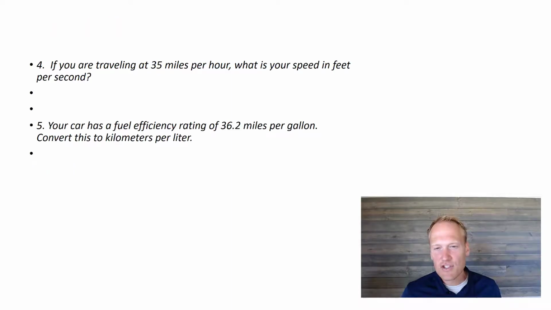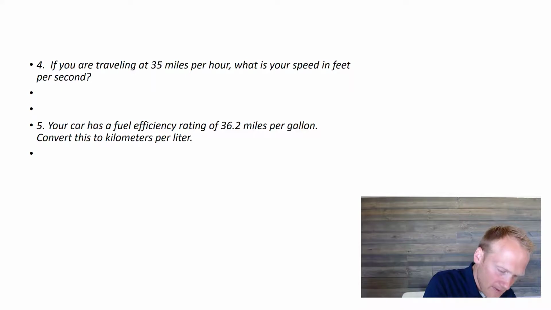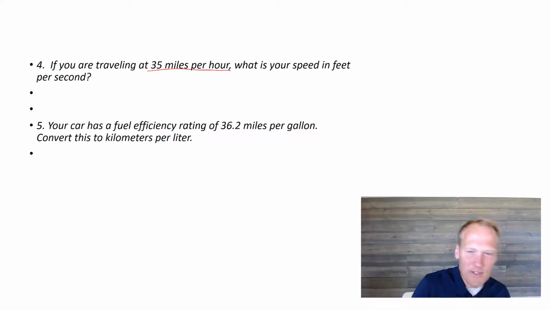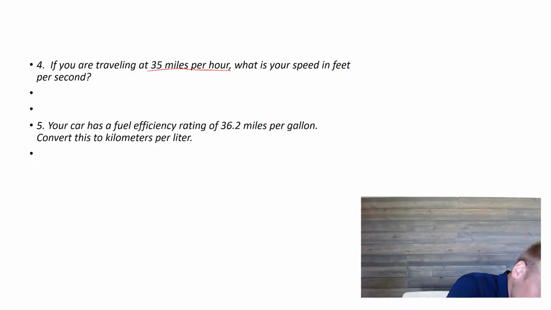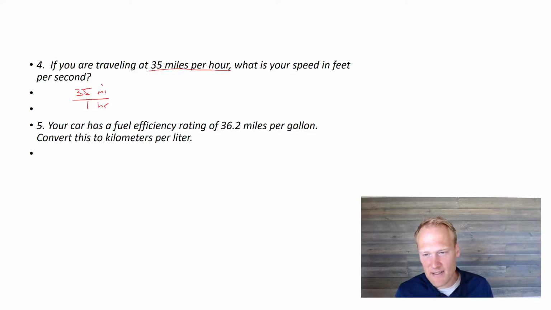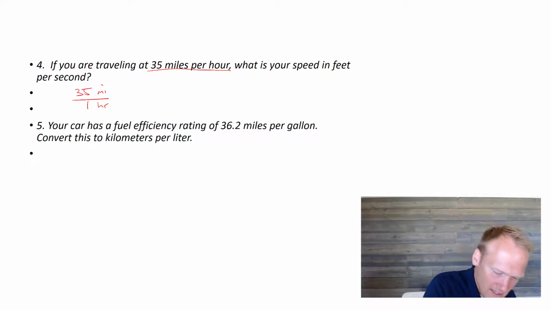Another thing we can do, which is less common in this class, but it's good practice, is to take something with a combined unit and convert it. Number 4 here is miles per hour. The way we would write that given is 35 miles per 1 hour, because that's what miles per hour is. It's telling you how many miles you can travel in 1 hour. And it wants us to get to feet per second.